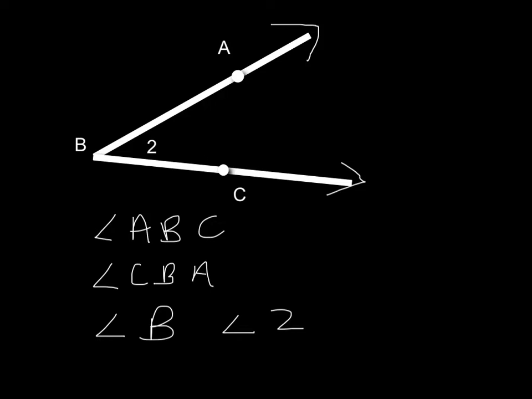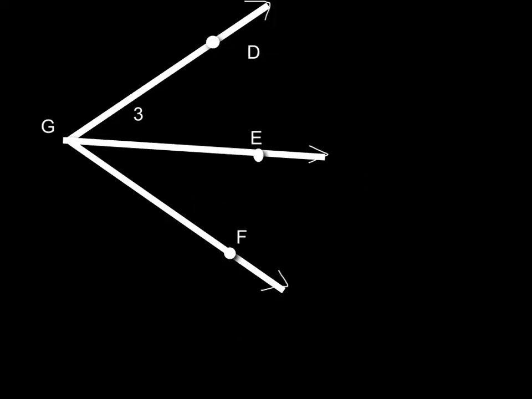We could not call this angle BAC. However, you can only name an angle by its vertex if it's the only angle at that vertex. In other words, we cannot call any angle in this figure angle G because people will not know if you're talking about the top angle, the bottom angle, or the big angle.